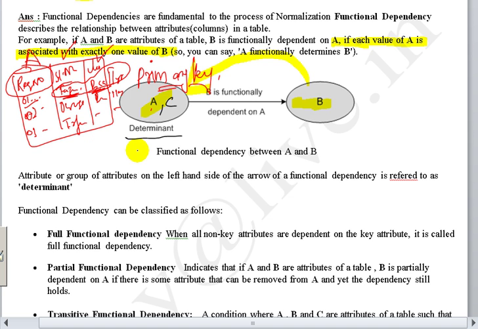And these are the dependents. B is functionally dependent on A. This is called functional dependency. This is very important to understand if you have to understand normalization, because many people are confused about normalization because they don't understand functional dependencies. Normalization is based on FDs, to remove the anomalies we have read about. Okay?